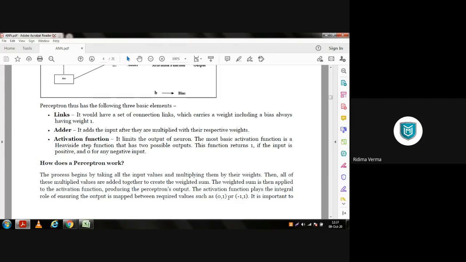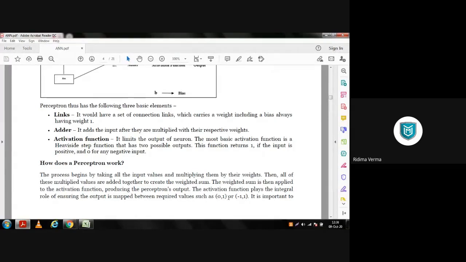Adder, it adds the inputs after they are multiplied with their respective weights. x1 w1 plus b is equal to output. This is how we used to calculate the output of neural networks. And then we have the activation function. It limits the output of the neuron. The most basic activation function is the Heaviside step function that has two possible outputs, but we have discussed about the sigmoid. So we will stick with the sigmoid function only.